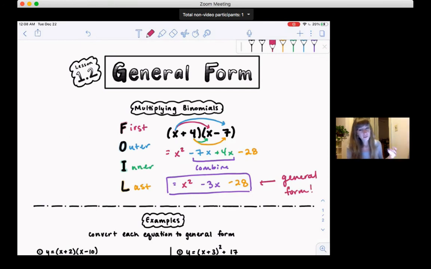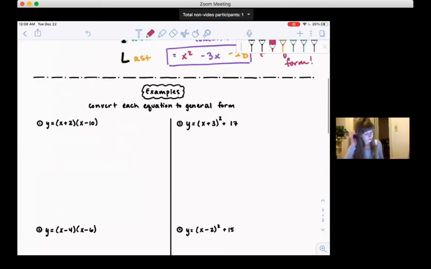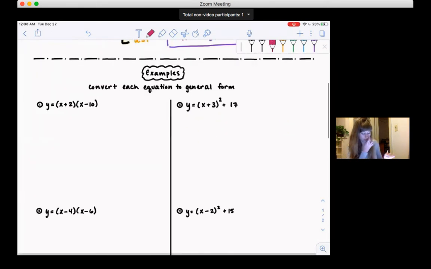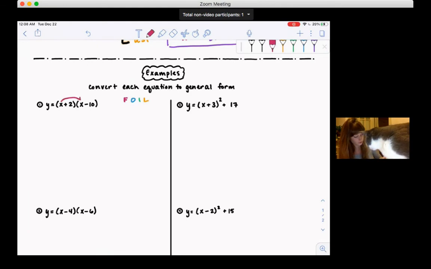Okay, so we're just going to do a couple more examples of that. All right, we're going to convert each equation to general form. So our first one, we're just going to do exactly what we just did. We're going to use FOIL to help us remember how to multiply. So first, outer, inner, last. So I multiply the first terms together. X and x gives me x squared.